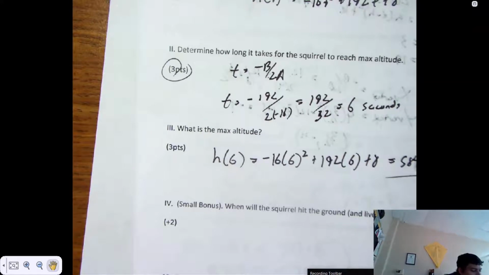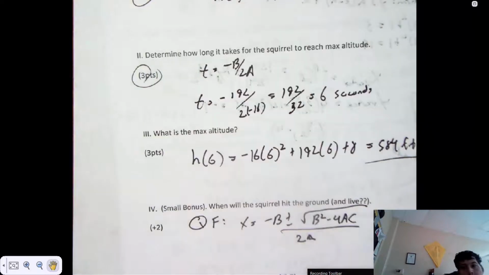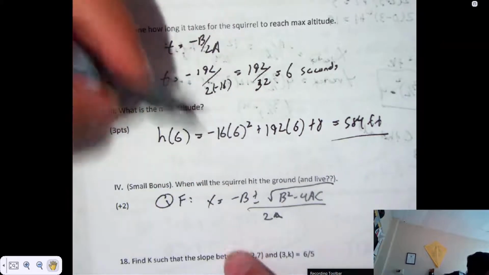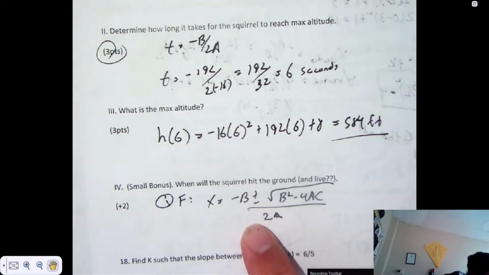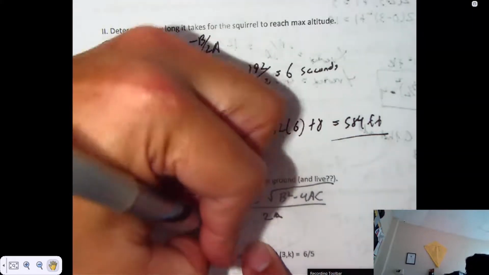Small bonus here: when will the squirrel hit the ground and live? You do this with the quadratic formula. x equals opposite b plus or minus square root b squared minus 4ac, all sitting over twice a. So you just plug into that thing, kids. We're going to use the equation that we wrote up in part 1. So if you're looking at part 1, b is 192, so opposite is a negative 192, plus or minus 192 squared minus 4 times a, which is negative 16, times c, which is 8, all sitting over twice a negative 16.